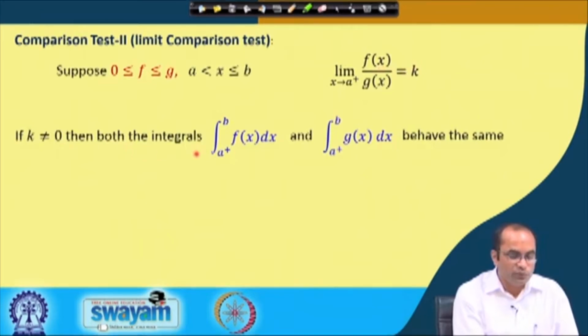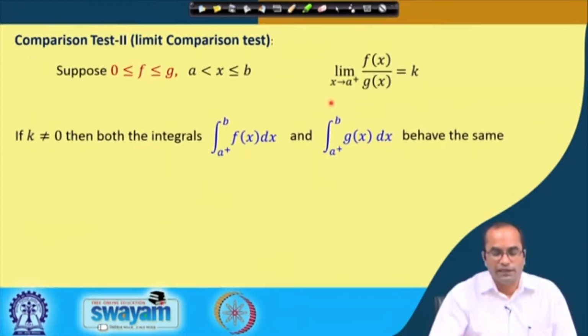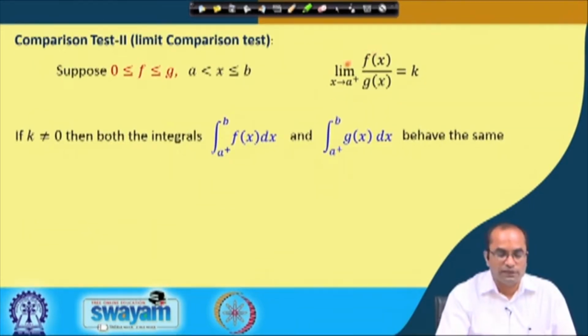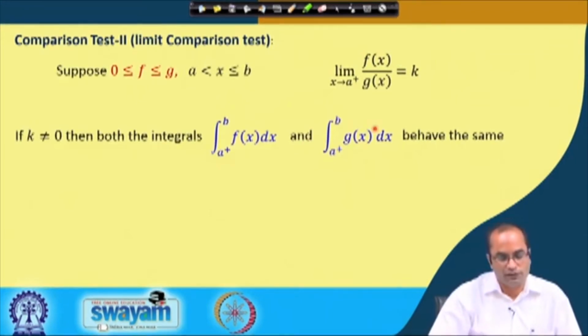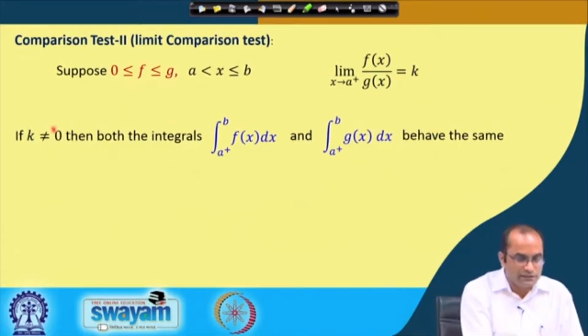In that case both the integrals, meaning this integral from a to b of f(x) dx and this integral from a to b of g(x) dx, will behave the same, and the reason is clear that when x goes to a, this ratio is a non-zero number. That means they behave the same as x approaches a, and then their integrals will also either both diverge or both converge in this case, and this is very useful.